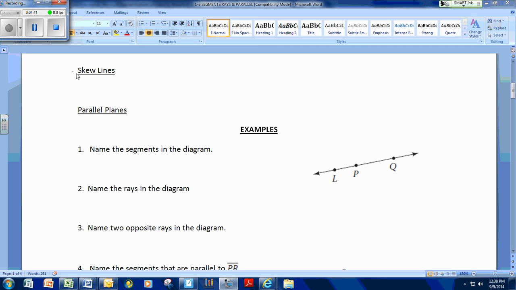Okay, next we're going to talk about skew lines. Just like parallel lines, skew lines never intersect, but they go in different directions, which means they are non-coplanar.